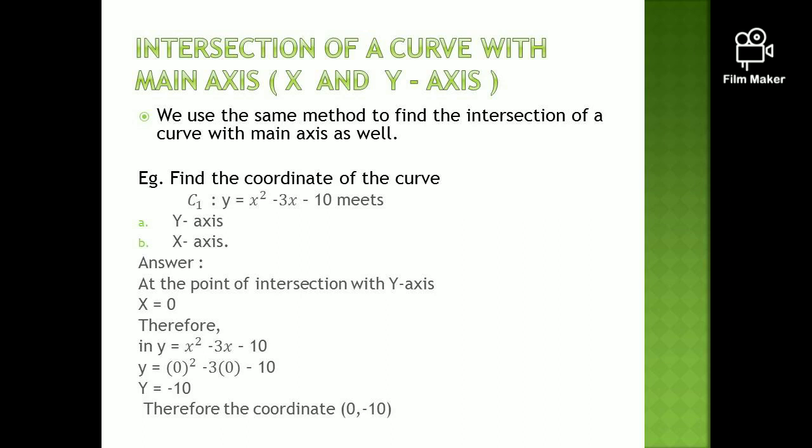If you want to find the intersection of the curve with the y-axis, we can make the x coordinate 0 in the equation y equals x squared minus 3x minus 10. If you substitute 0 instead of x, you will receive the answer y equals 0 squared minus 3 into 0 minus 10. With that you will obtain the answer y equals minus 10. Therefore, you can say the intersection of the curve y equals x squared minus 3x minus 10 with the y-axis would be (0, minus 10).